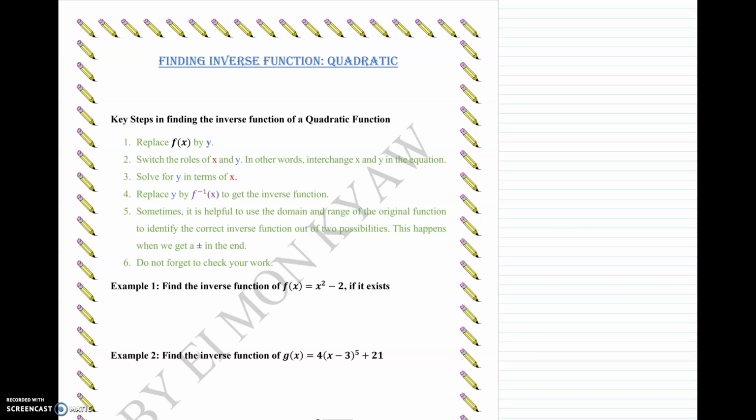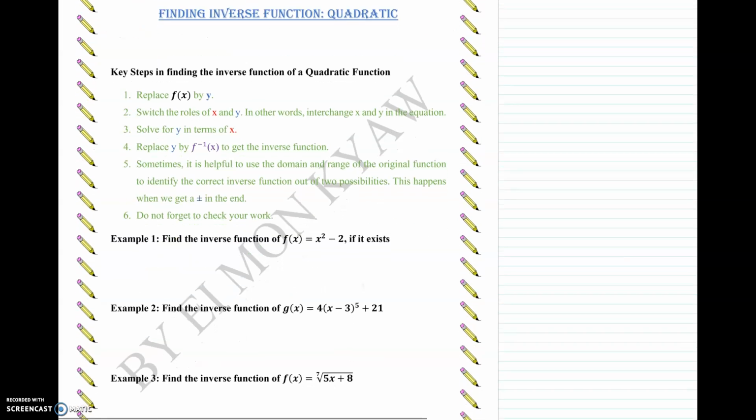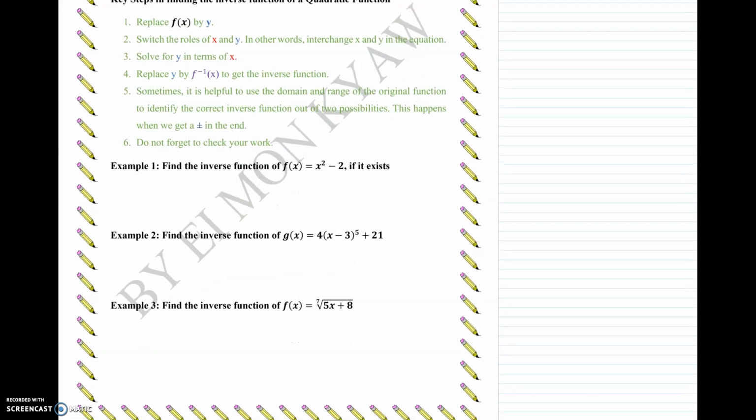Sometimes it is helpful to use the domain and range of the original function to identify the correct inverse function out of two possibles. This happens when we get a plus or minus in the end. Also, one last thing is do not forget to check your work. So now let's take a look at the first example problem.